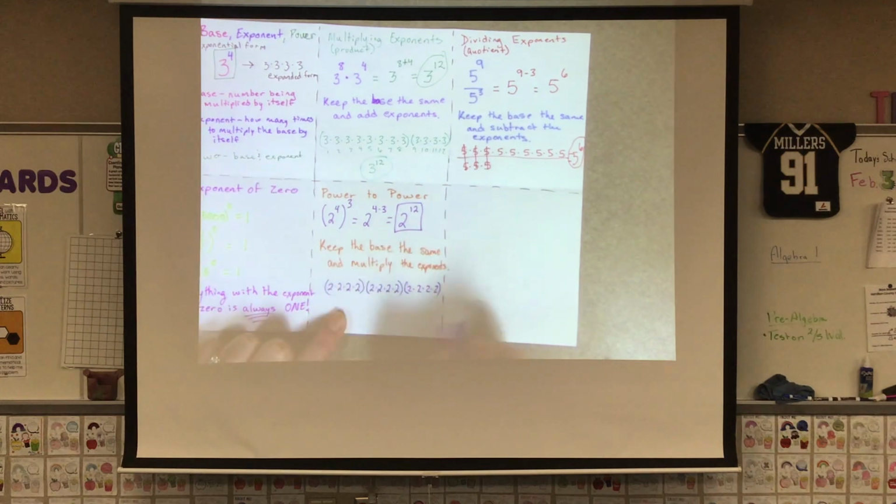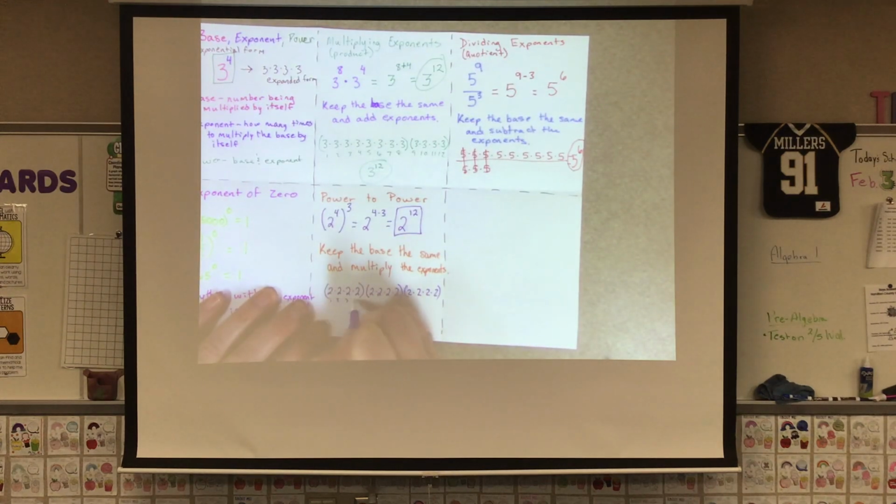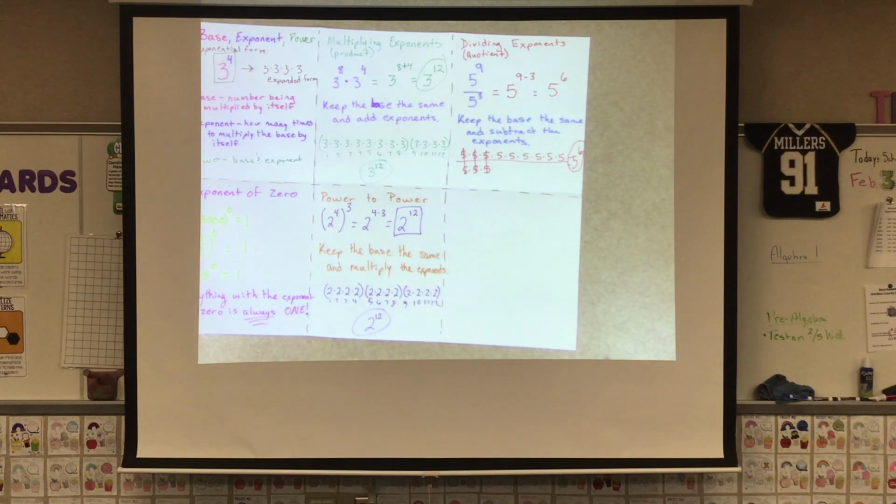So when we add up all of those, we have 1, 2, 3, 4, 5, 6, 7, 8, 9, 10, 11, 12. So we get 2 to the 12th. So both ways, we end up getting 2 to the 12th. The only difference is that with one, you don't have to write it all out, so it'll save you some time in that case.